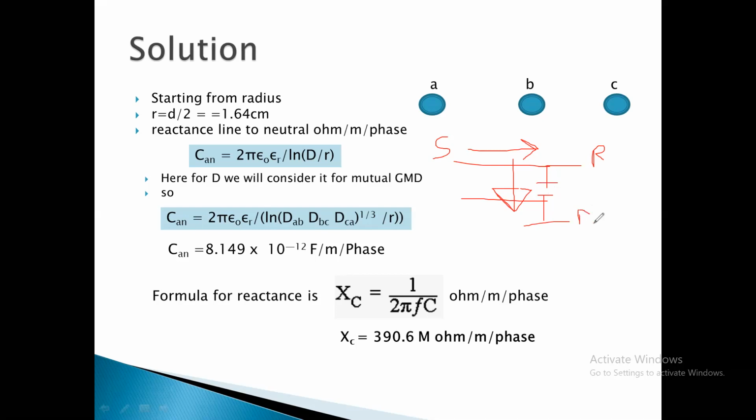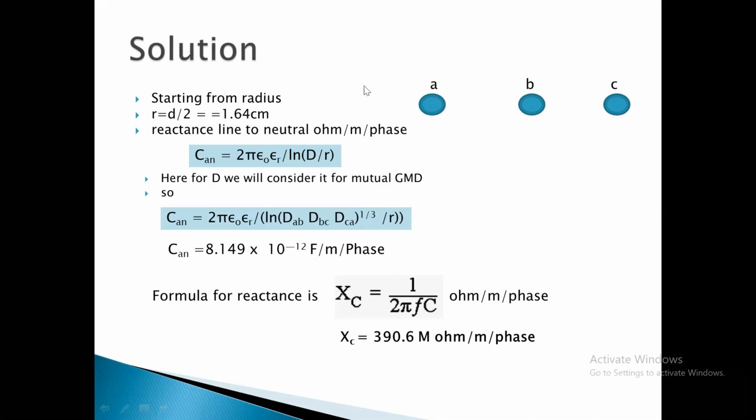This is neutral, this is phase. We don't want current to flow from this side. That's why we put air as an insulator, and this becomes capacitance. So that's why the capacitive reactance is very high. If it is not high, then the current will flow from this side and we will get less current over here, and it will disturb the voltages too. So that's why the capacitive reactance is very high.